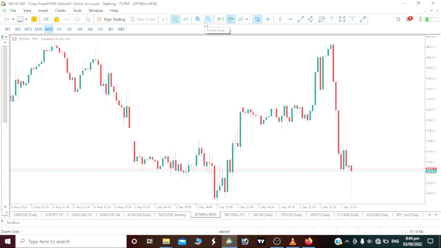So on the 30-minute time frame, to actually go long, wait for the price to break above this high here, then you can actually enter on our S&P 500.